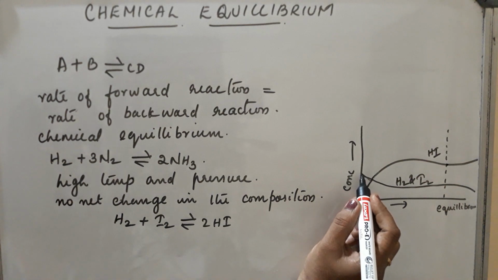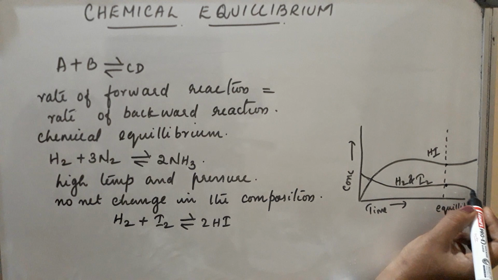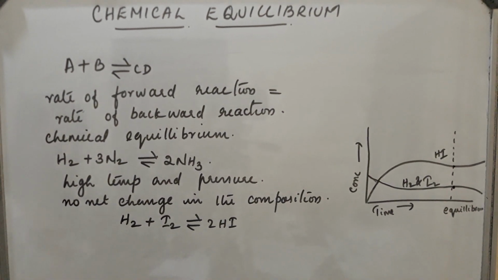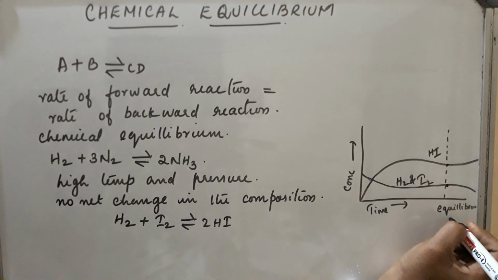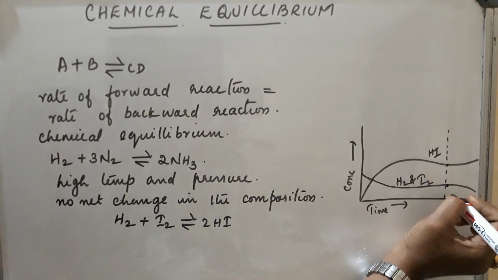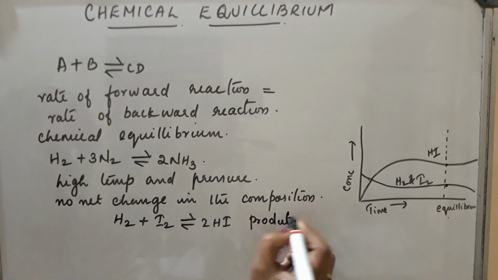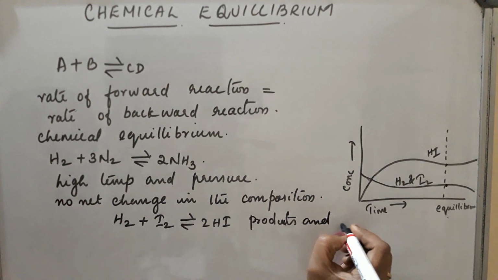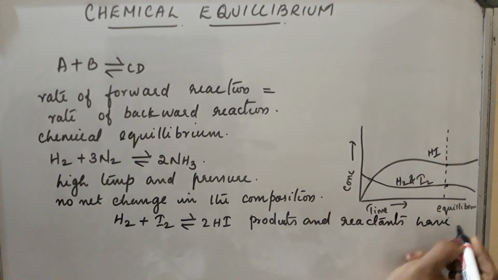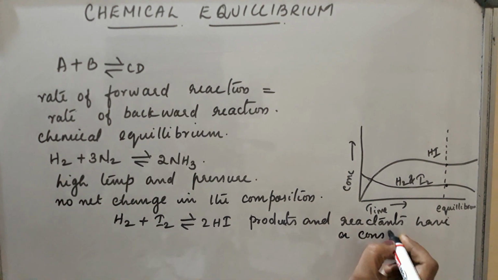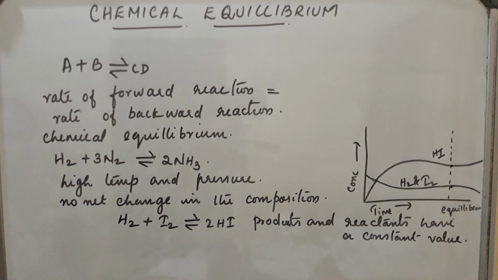Similarly, in the case of reactants, the concentration of reactants decreases and reaches a constant value. From this graph, we can see the point at which equilibrium is attained. So, at equilibrium, the concentrations of products and reactants are constant. This much about chemical equilibrium.